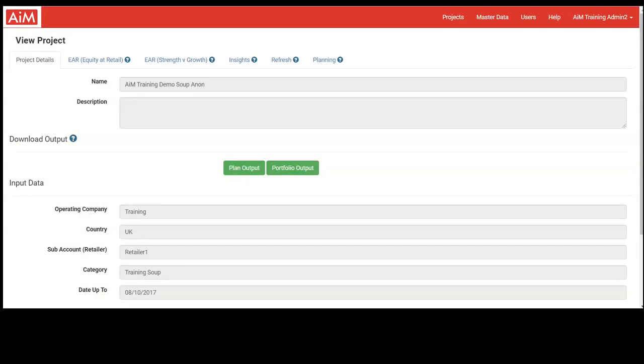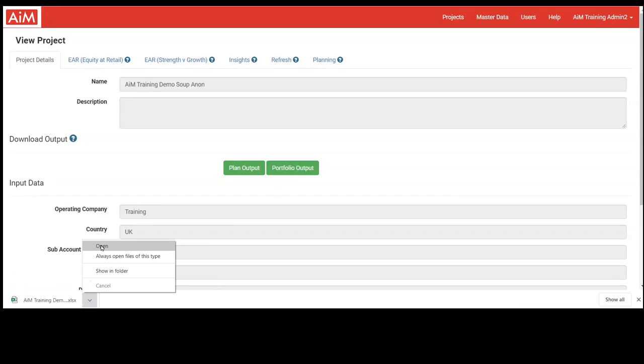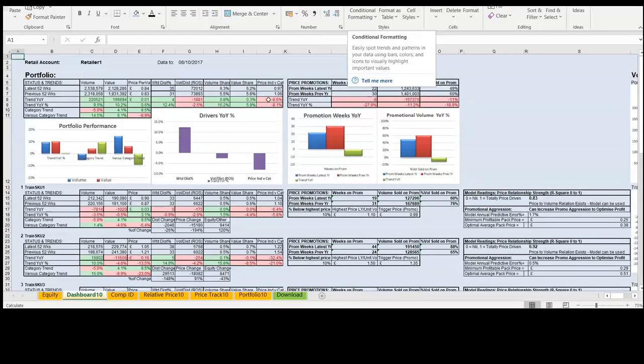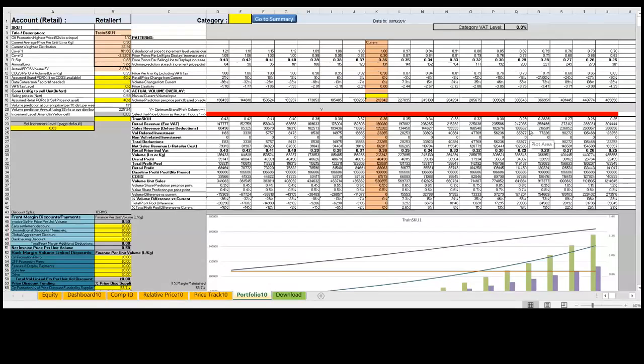To get to the elasticity section, go to the View Project page and click the green Portfolio Output button. This downloads an Excel version of the Optimizer tool for 10 products plus other insights. If it opens in protected view, it's because it's been downloaded via the web. Just click the Enable Editing button. The file opens on the Sales Driver dashboard page. For elasticity, go to the Portfolio 10 page listed at the bottom.